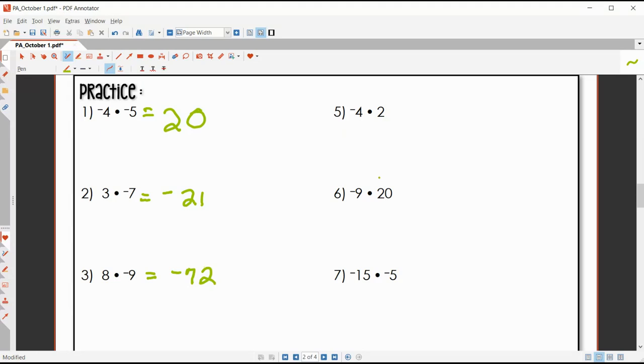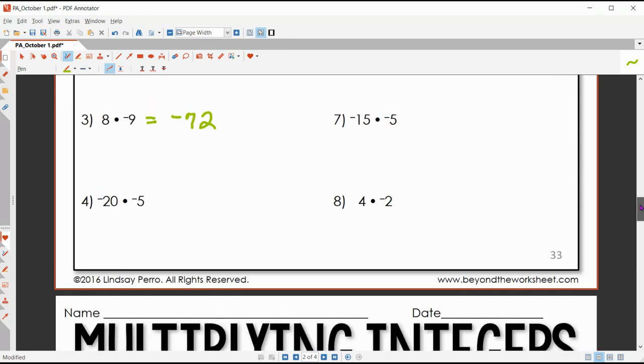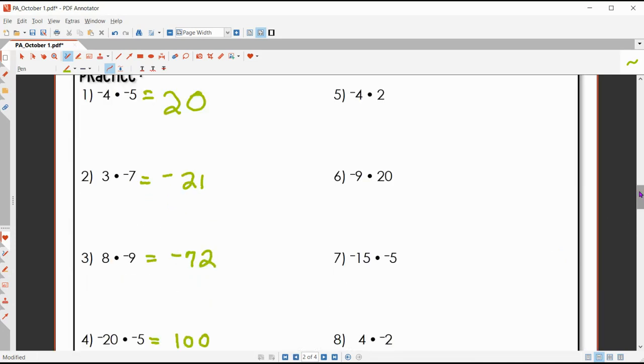All right, let's look at number 5. Well, it looks like we may have skipped one. Let's scroll down to number 4, see what we have. We have a -20 and a -5 being multiplied together. -20 times -5 is positive 100. So let's see what we have over here. We have -4 times +2. That will be -8.